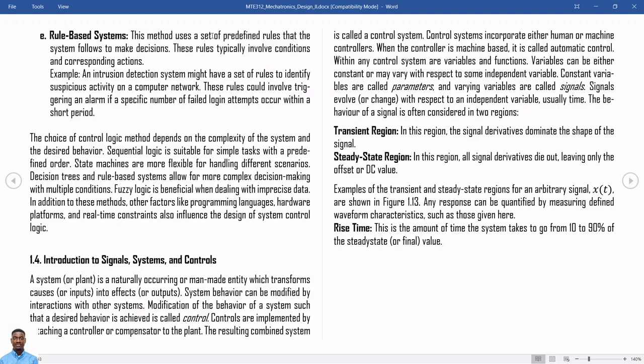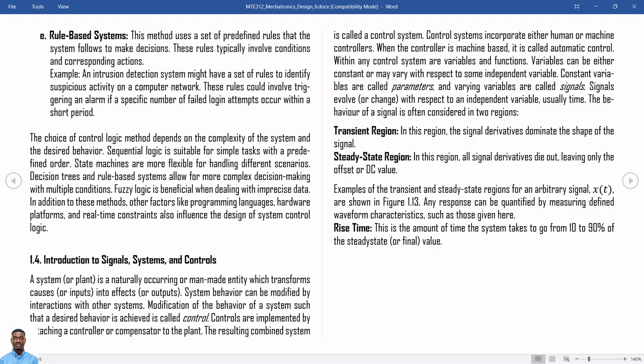So what they have done in that case is to use a rule-based control logic method to say that, okay, if a password is entered 3 times in succession, then it's a fraudulent transaction. That is just a practical example of your rule-based type of control logic that has been used in real-world application.